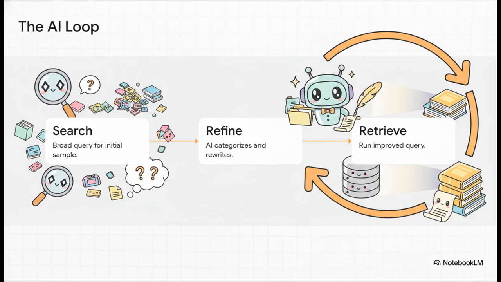Let's just walk through this visual roadmap. It's this elegant 3-step cycle. Step 1 is the broad search. That's getting your initial kind of messy sample of data. Step 2 is refine, where your new AI intern categorizes all that chaos and helps rewrite a much better query based on your instructions. And then step 3 is retrieve, where you take that improved query, plug it back into your database, and get a smaller, way better list. The absolutely crucial thing to remember here is that this is a loop. We iterate this exact process over and over until we hit the absolute sweet spot of literature.